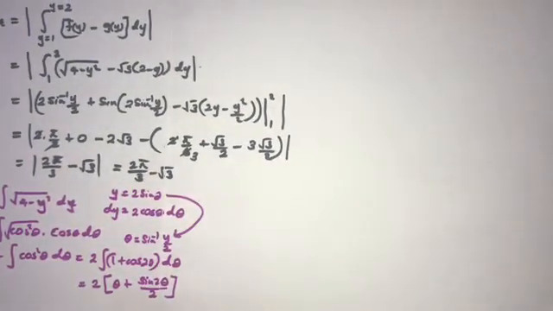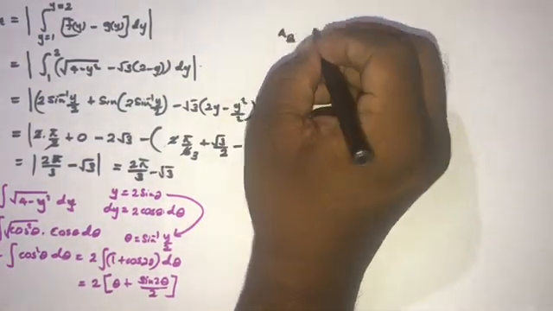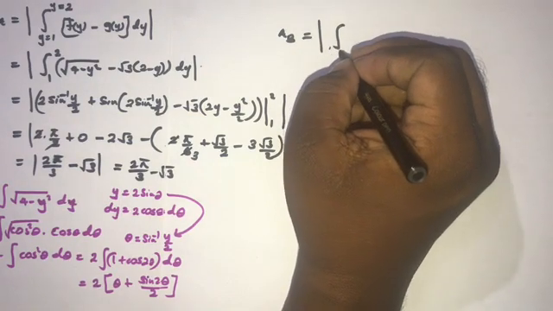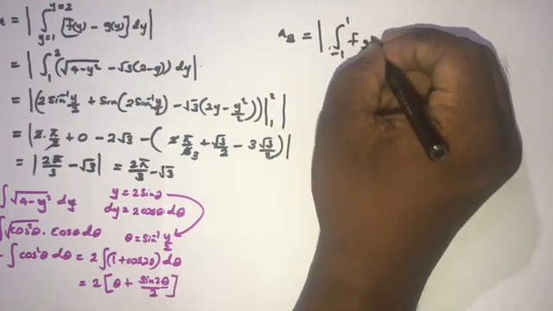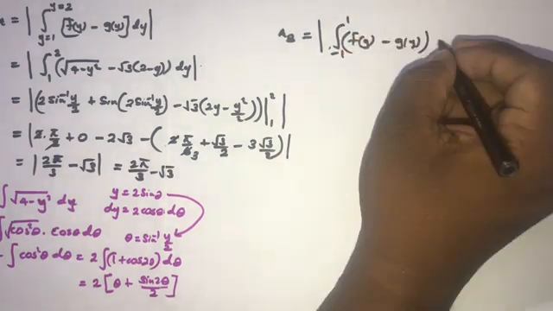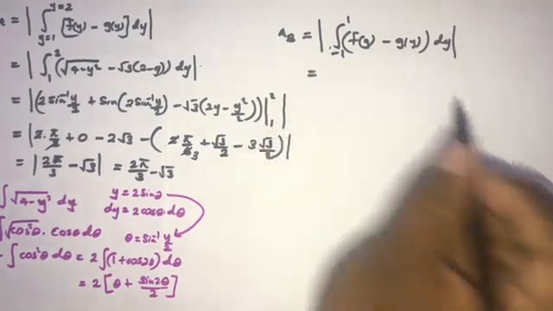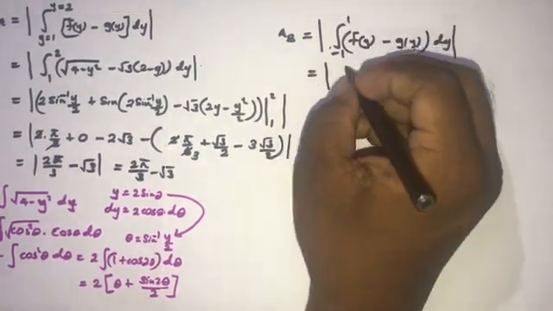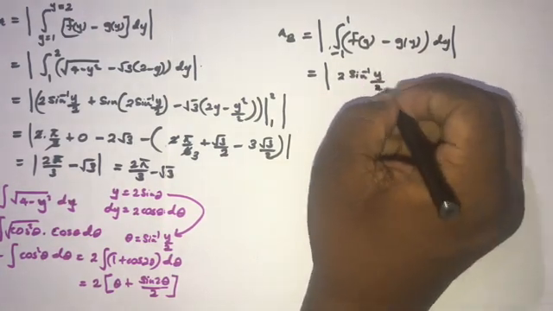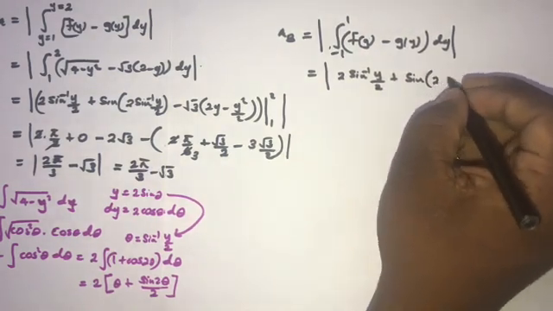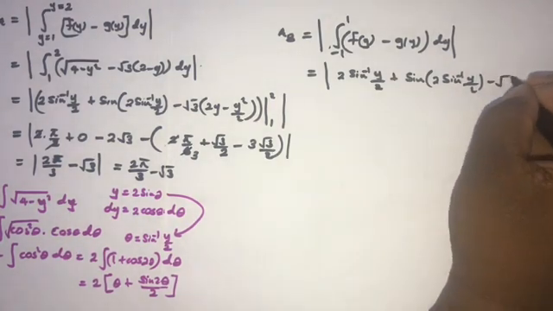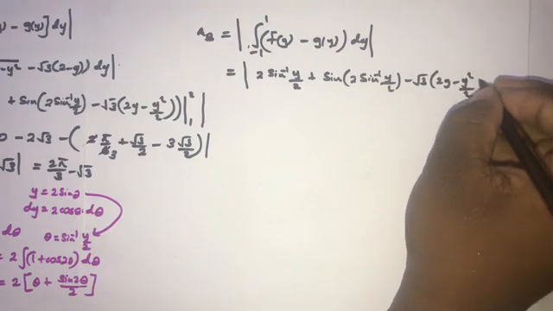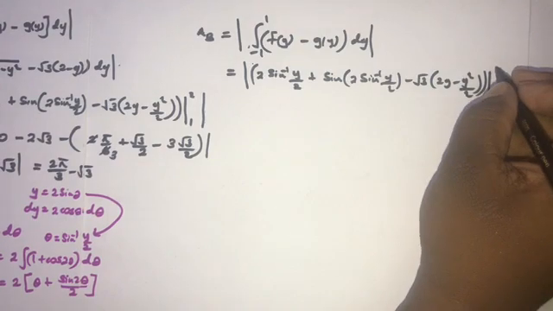So we can write area of B is equal to the absolute value of the integral from minus 1 to 1 of f of y minus g of y dy. Okay, now we know this is the same integral, so without substituting the limits, we know the answer is equal to 2 times inverse sine of y over 2 plus sine of 2 times inverse sine of y over 2 minus square root of 3 times 2y minus y square over 2 from minus 1 to 1.